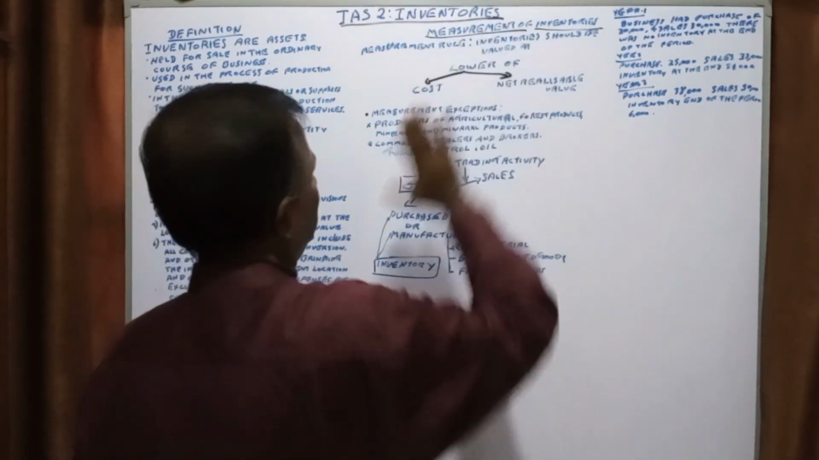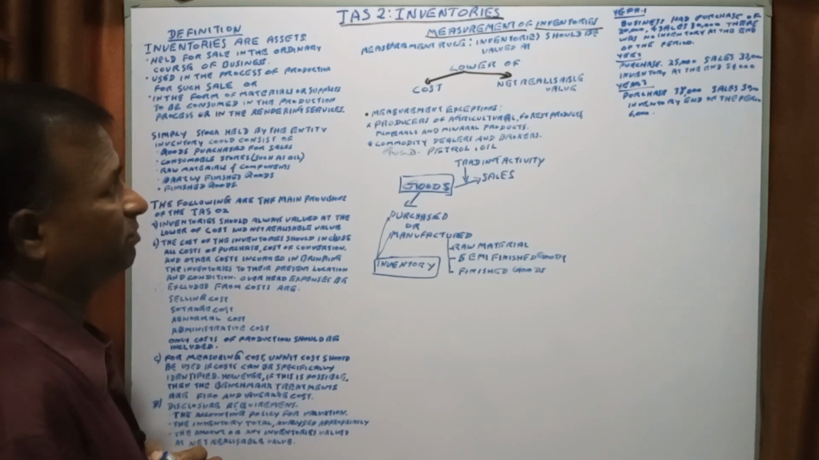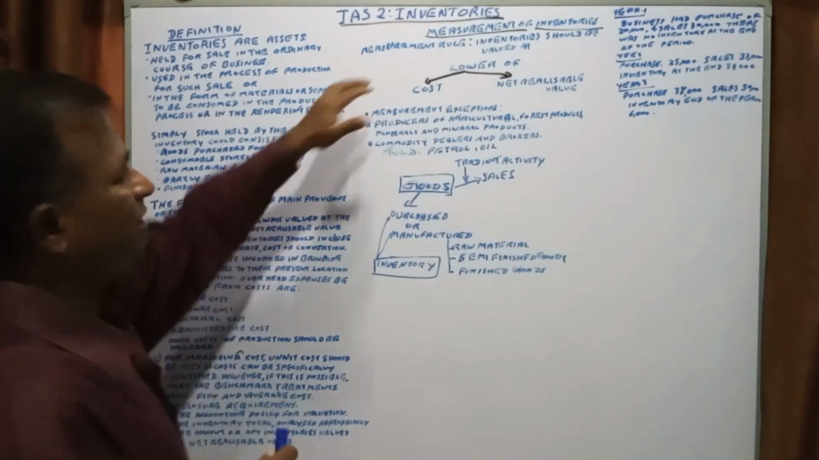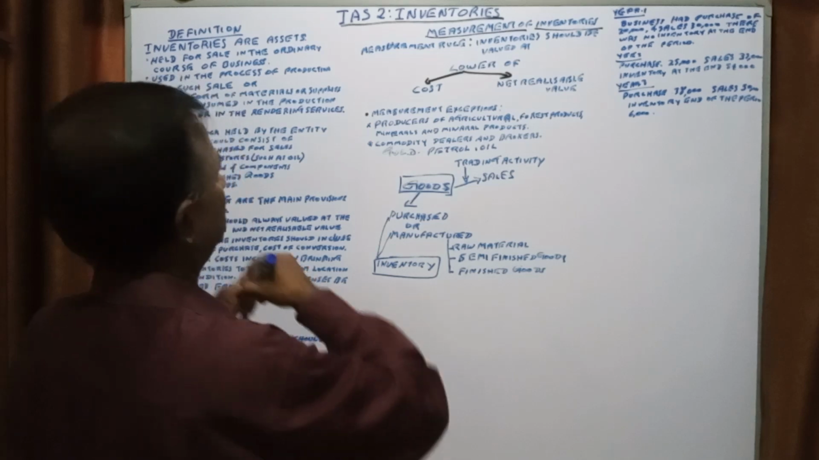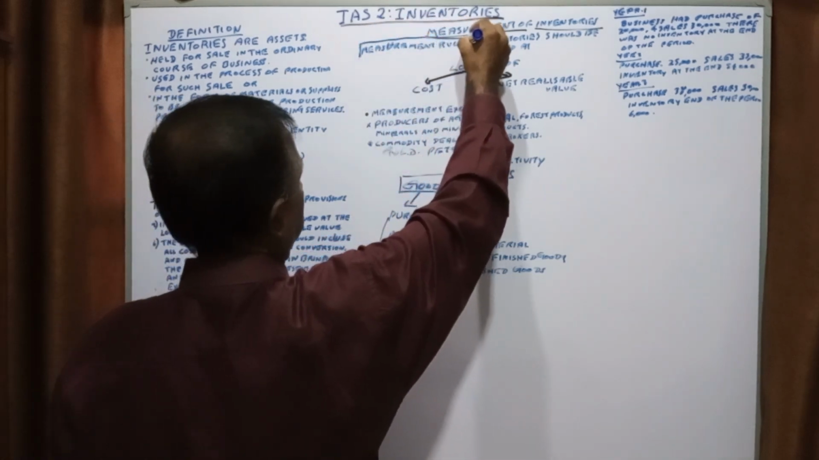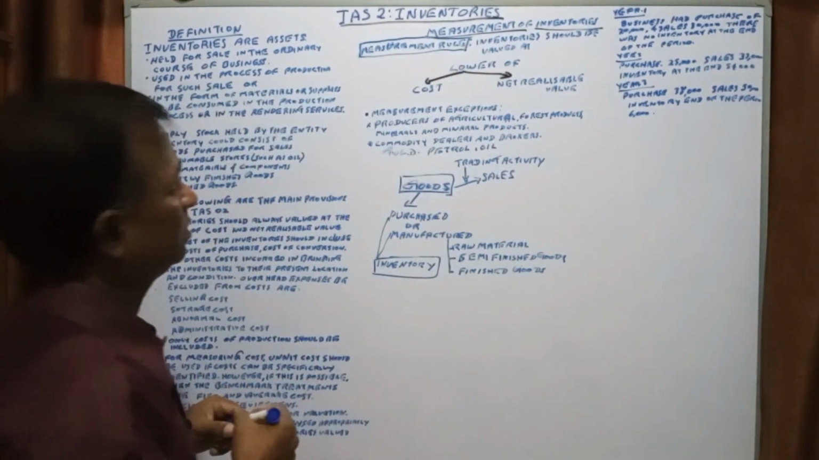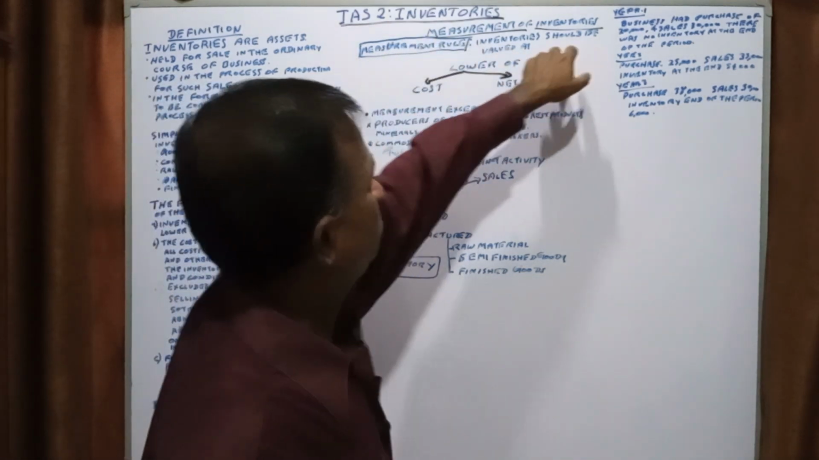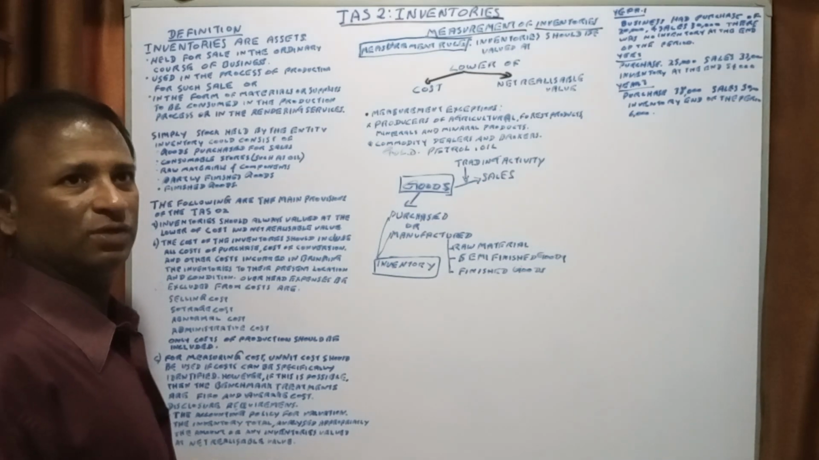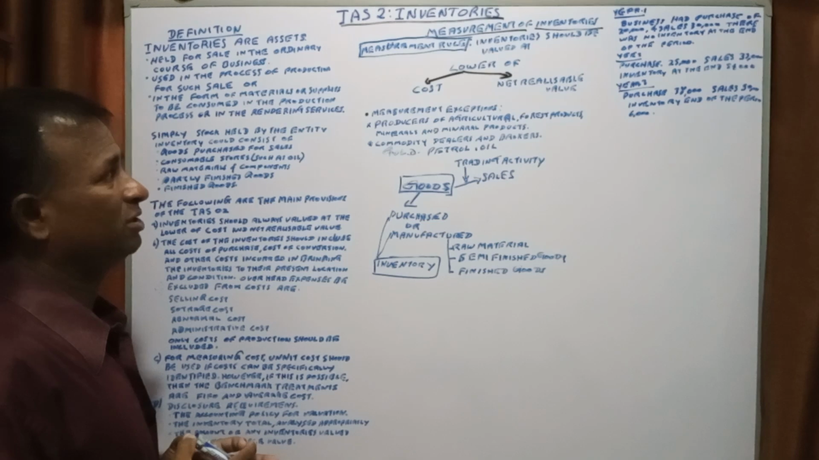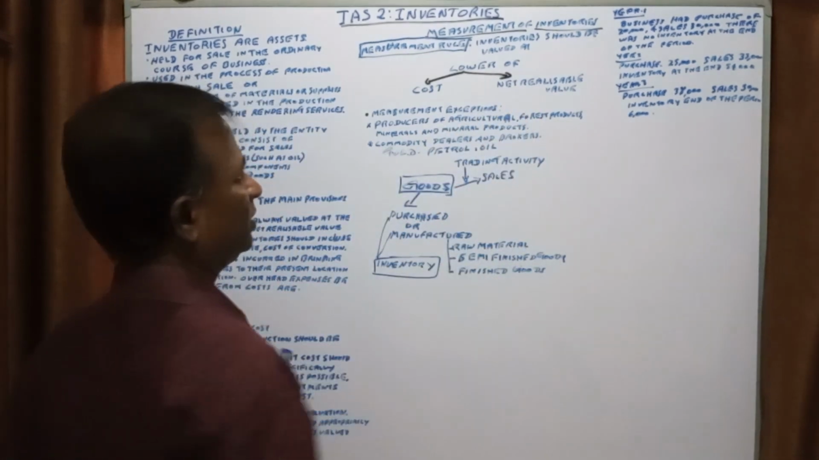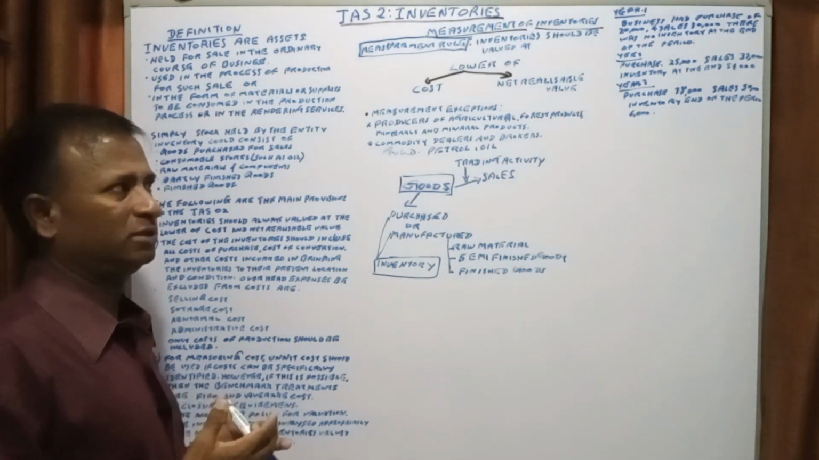Here we say measurement of inventories. The measurement rule says inventories should be valued at the lower of cost or net realizable value. Cost of the product or net realizable value. What is cost, and other expenses, selling expenses or any other things we had to do.